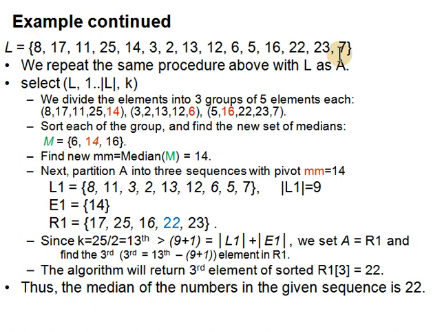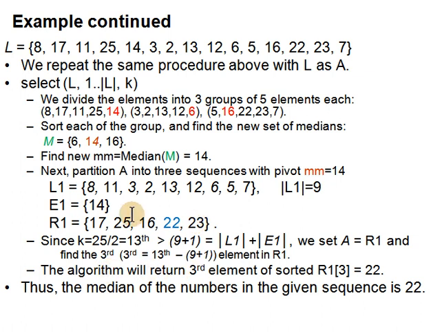Again we partition this L, now called A, with the pivot MM equal to 14. We get L equal to this set, the equal set with 14, and the right side is all the numbers bigger than 14. The 13th element we're looking for is bigger than 9 plus 1, so it should be in the right set. We set A equal to R1 and look inside R1 for the third smallest, because we subtracted the 9 plus 1. We ignore those, and in this set we return the third element.